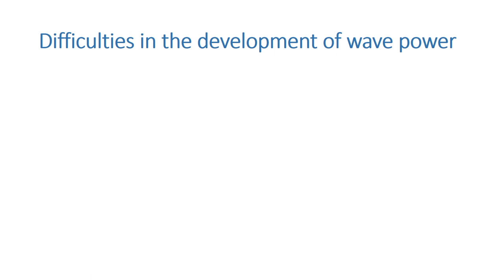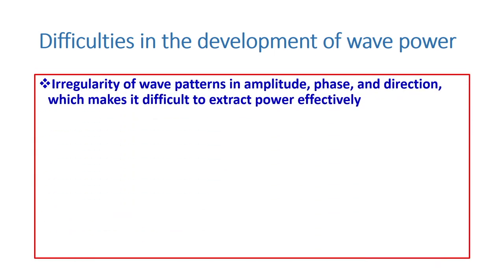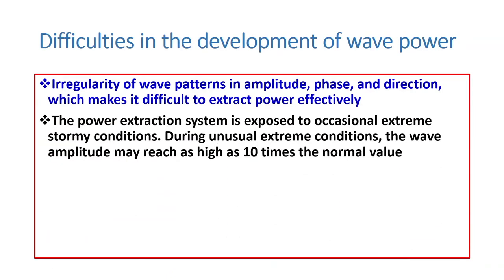Now let us learn the difficulties in developing wave energy or wave power. First is the irregularity of wave patterns in amplitude, phase, and direction, which makes it difficult to extract power efficiently. The power extraction system is exposed to occasional extreme stormy conditions. During unusual extreme conditions, the wave amplitude may reach as high as 10 times the normal value. If amplitude varies 10 times, then the power varies 10 squared, so it will be 100 times. This happens when a tsunami-like situation occurs, which is not good for this kind of plant.